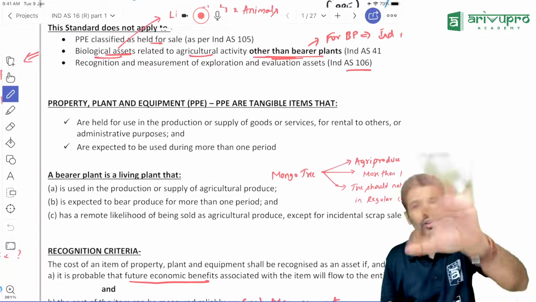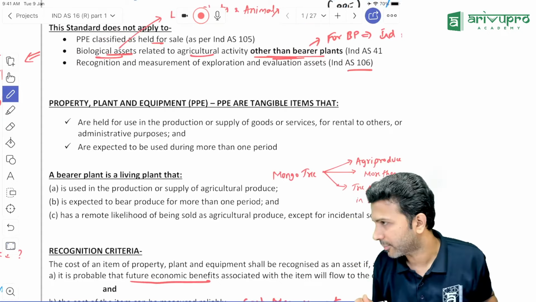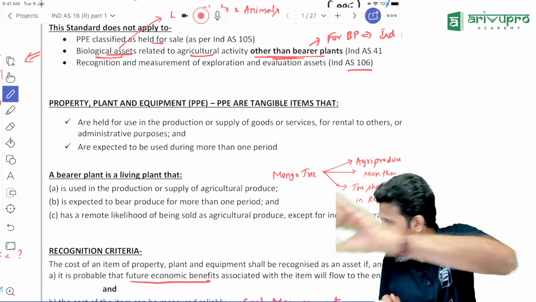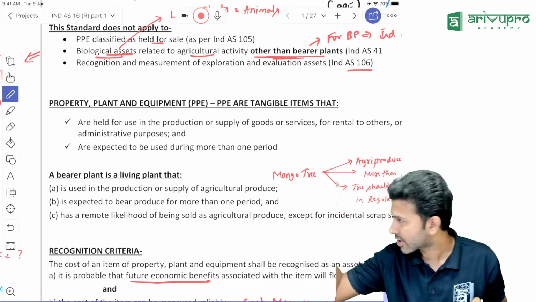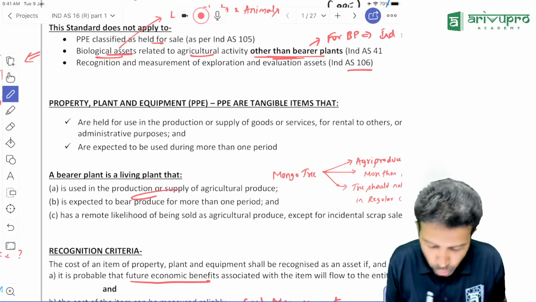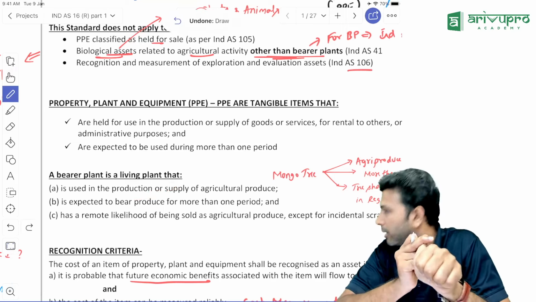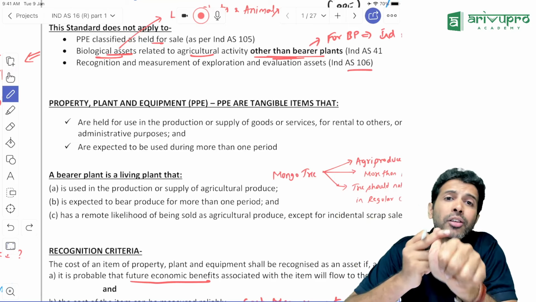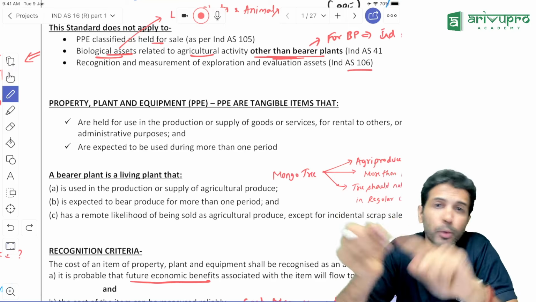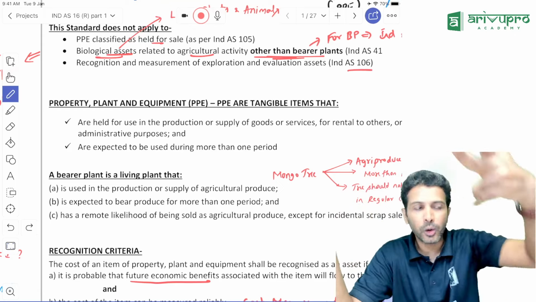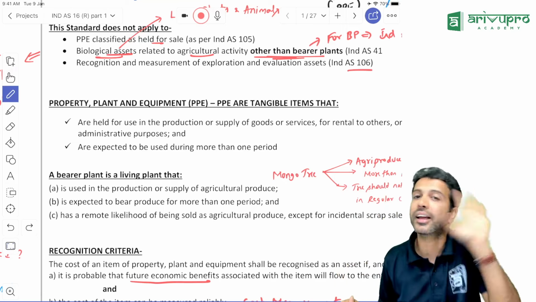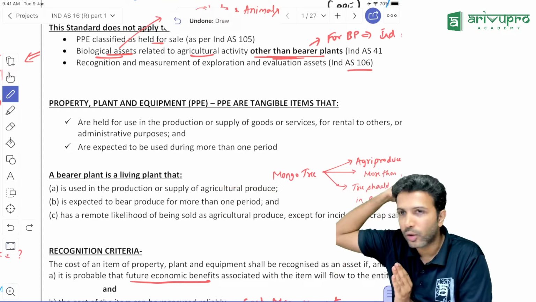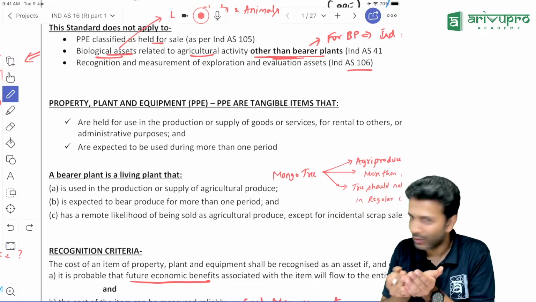First, I'll tell you the conditions, then we will look at an example. If you want to call a living plant a bearer plant, it should satisfy 3 criteria. One, it must be used in the production or supply of agricultural produce. Two, it must bear the produce for more than 12 months or 1 year. Third, it has a remote likelihood of being sold as agricultural produce except for incidental scrap sale. There's a definition for this.